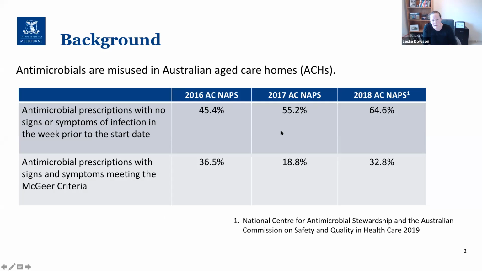So, without a doubt, antimicrobials are misused or inappropriately used in aged care homes in Australia and globally. This is the data presented from the ACNAPS survey. We see consistently that around 50% of antimicrobial prescriptions are prescribed for indications where there are actually no signs or symptoms of infection in the week prior to the start date.